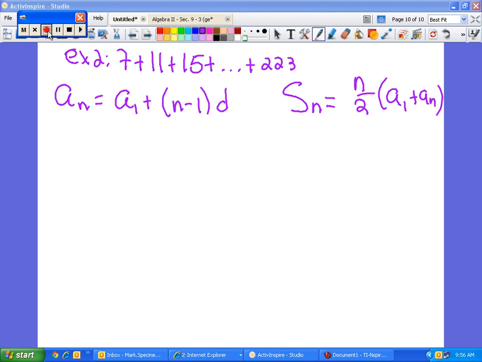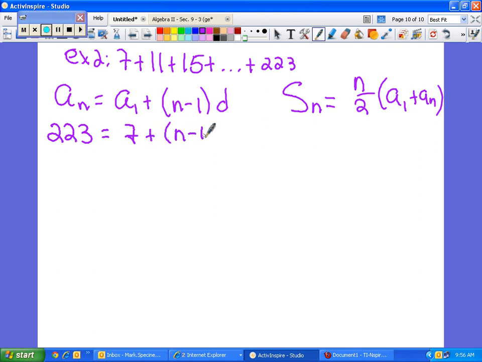So we do know what the value of our last term is. The value of our last term is 223. My first term is 7. Here we're solving for n. And then our common difference is what? How do I go from one term to the next? I add 4.